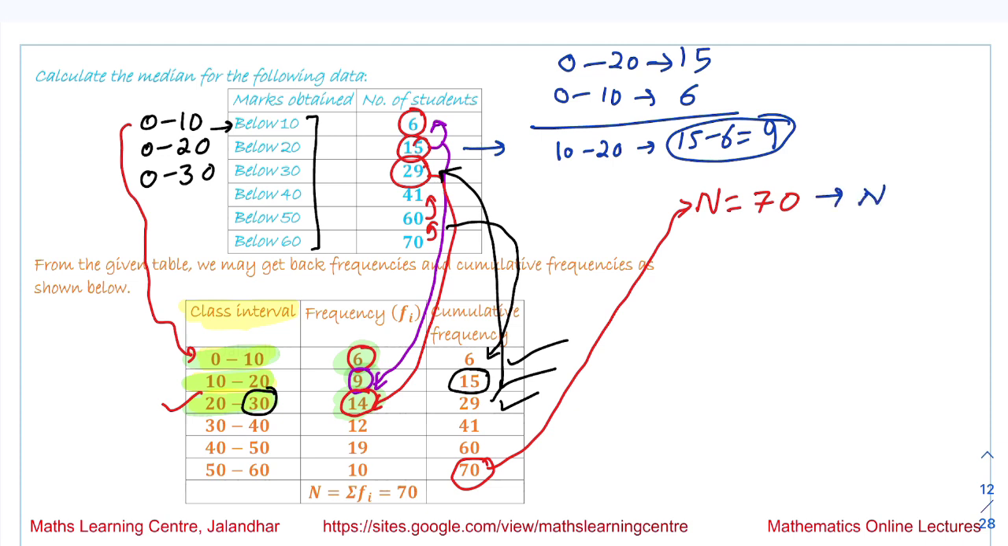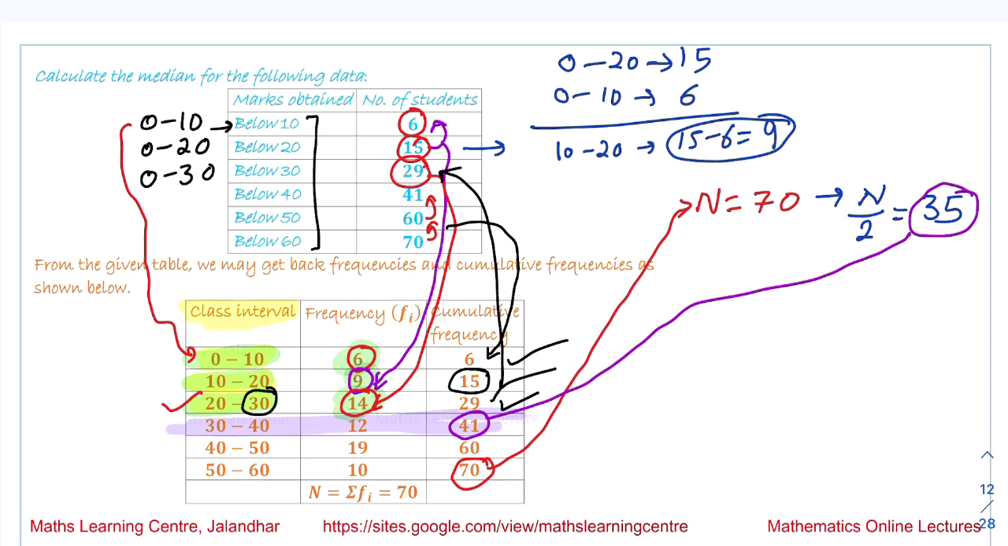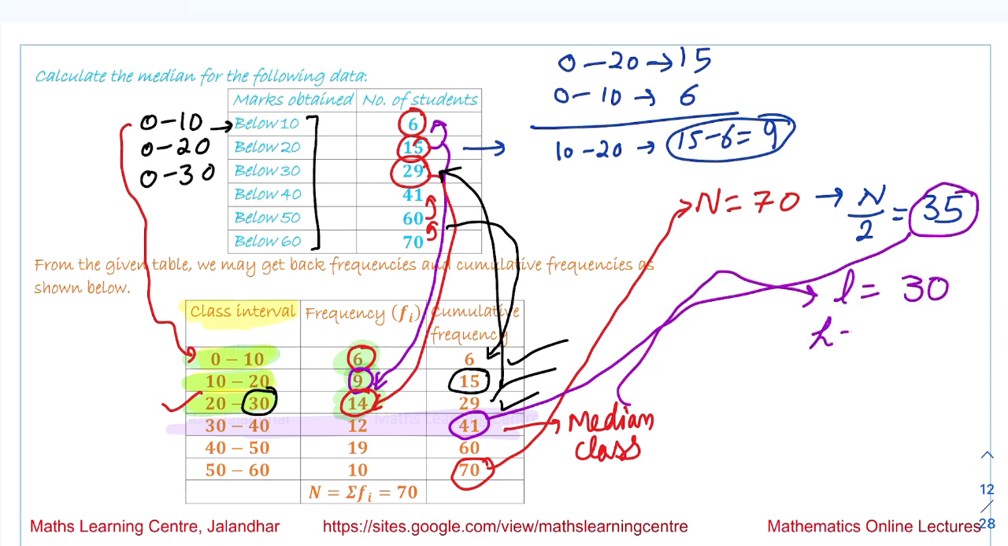Next step is to calculate the value of n by 2, that is equal to 35. Now the cumulative frequency just greater than 35 is 41. It means the median class we have is this. This is the median class. If this is the median class, then the value of L is 30. The value of h is 40 minus 30, which is equal to 10.